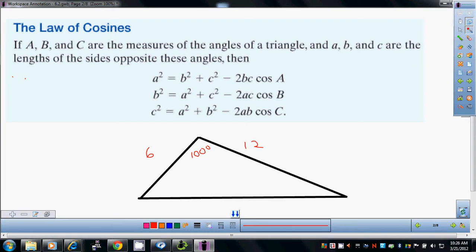Raise your hand and tell me why or why not. Can I use the law of sines on this? Why or why not? This is not a right triangle. It's generic. So I like where you had that. No, you can't. Why?